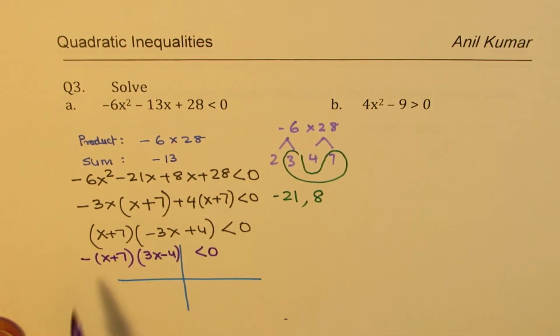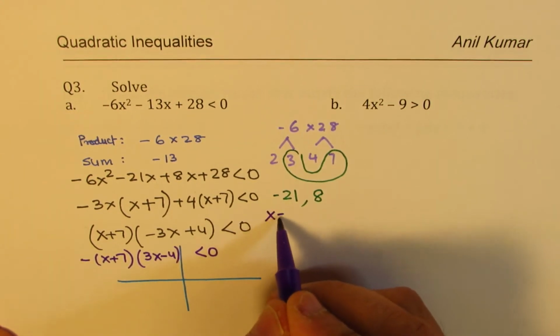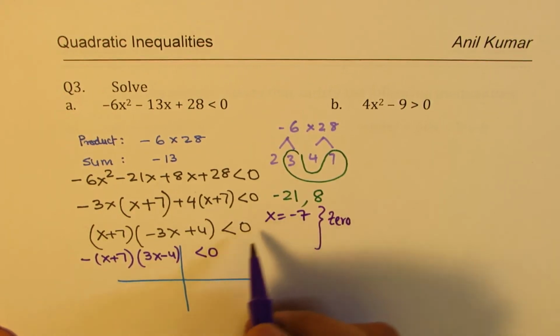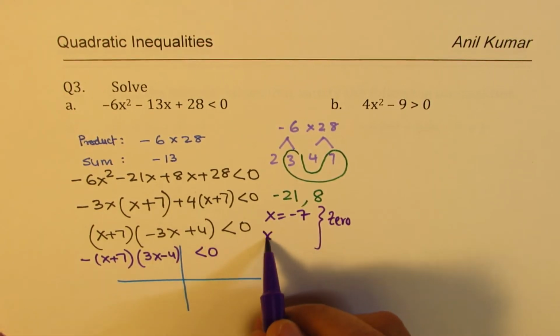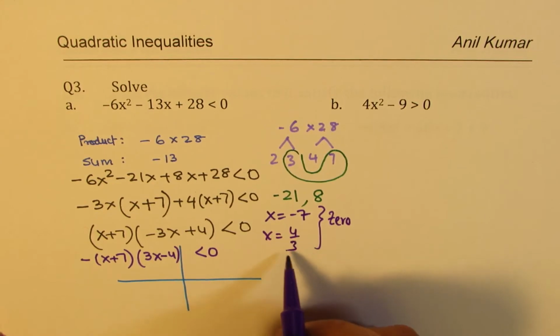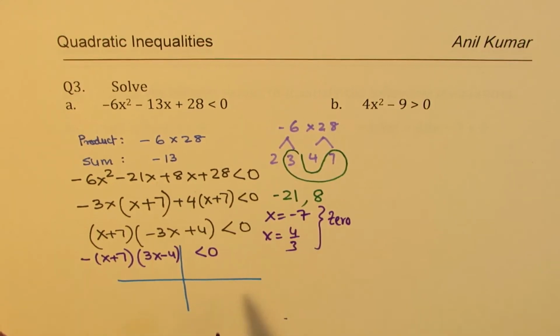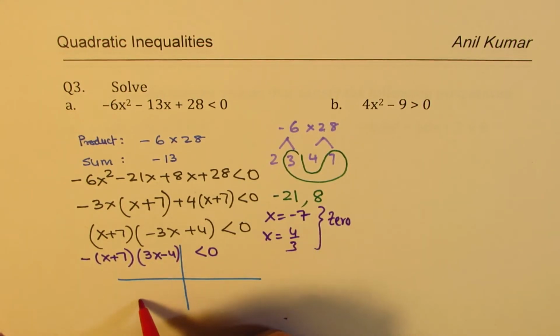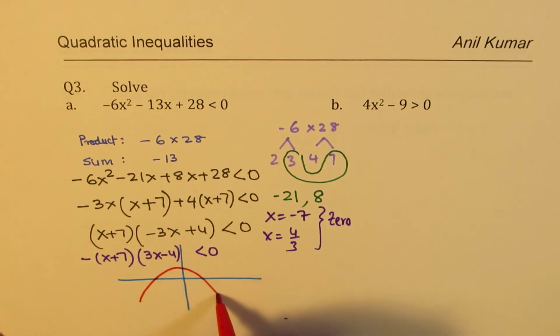But this minus tells you that the parabola will now open downwards. So what are the zeros for you? x equals minus 7 is one zero. The other zero will be at x equals 4 over 3, slightly more than 1. But the parabola opens downwards. That is important to understand. So the graph will be something like this. Do you see that part?